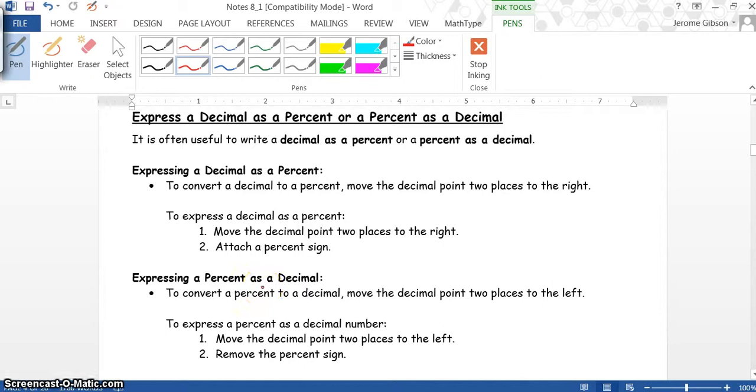Expressing a percent as a decimal. To convert a percent to a decimal, move the decimal point 2 places to the left. And this is the procedure here. To express a percent as a decimal number, move the decimal point 2 places to the left and remove the percent sign.